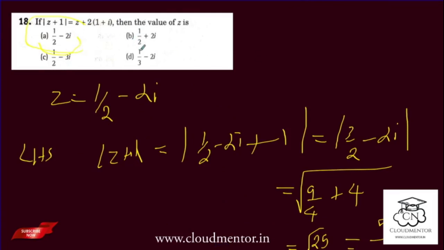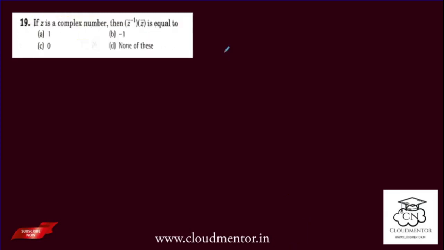Otherwise we would have to go for option B as z and then find the right answer, but here A is the right answer. So next question. If z is a complex number, then (z bar) raised to the inverse of z bar is equal to what? Here z bar means the conjugate. And what is the question?